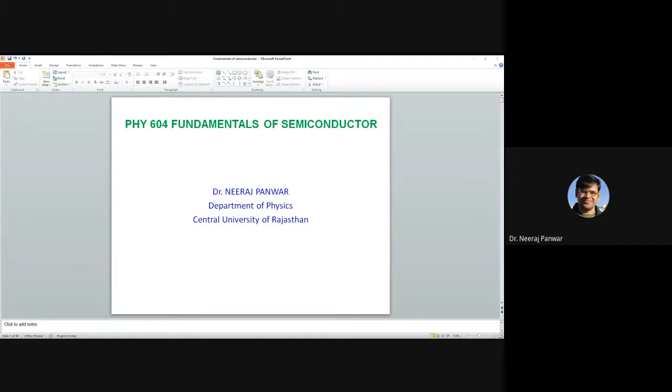These ordered regions, or single crystal regions, are of different sizes in polycrystalline materials, and their orientation with respect to each other is also different. So for example, here we see three diagrams denoted by A, B, and C. In A, you can see the black circles, they represent atoms.